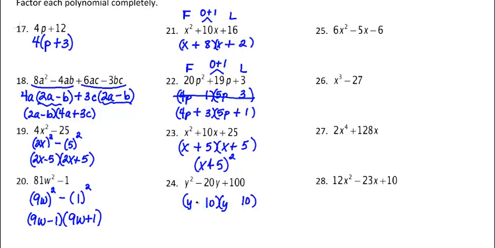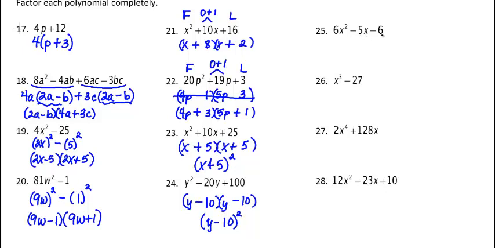And to be a negative 20, both signs have to be negative. And again, a last sign being positive means they have to either both be positive or both be negative. Negative times negative is positive 100. Negative 10y and negative 10y is negative 20y, so that checks. So this is really y minus 10 quantity squared.